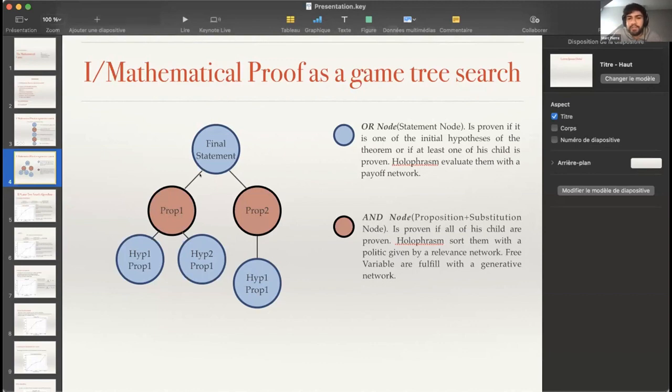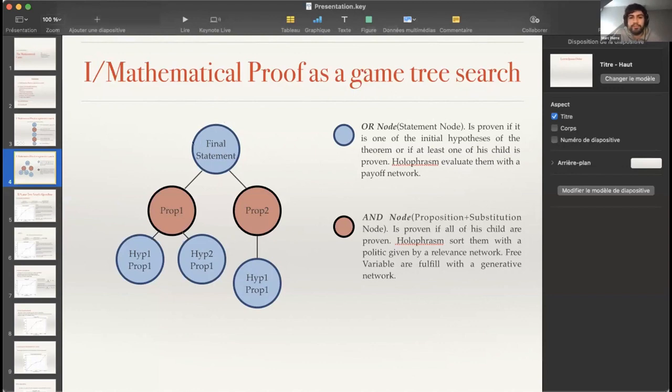So now I've explained what the two types of node are, and how Holophrasm combines them to build the proof. So as before, we put the final statement of the theorem we want to prove in the root, the OR node, which is the root of our tree, and we will visit this root until it is considered proven, or we reach a time limit or a maximum number of visits. When we are in the OR node, we have three different cases.